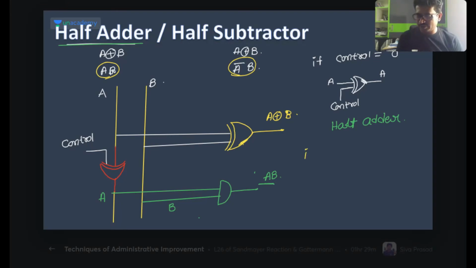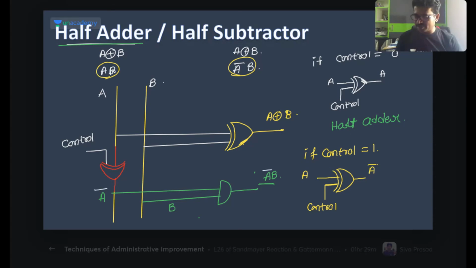If the control equals 1, what happens here? If one of the inputs of an XOR gate is 1, then the XOR gate behaves as an inverter. This is the control, and it will behave like an inverter. This is A bar, isn't it? If it is A bar, now tell me what we will get. This A bar B we will get. Then this is what now? Subtractor. In that case, this is the subtractor.